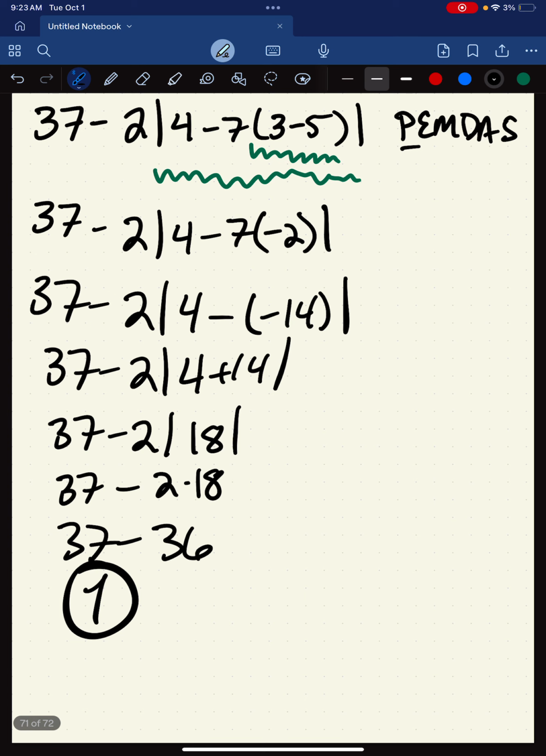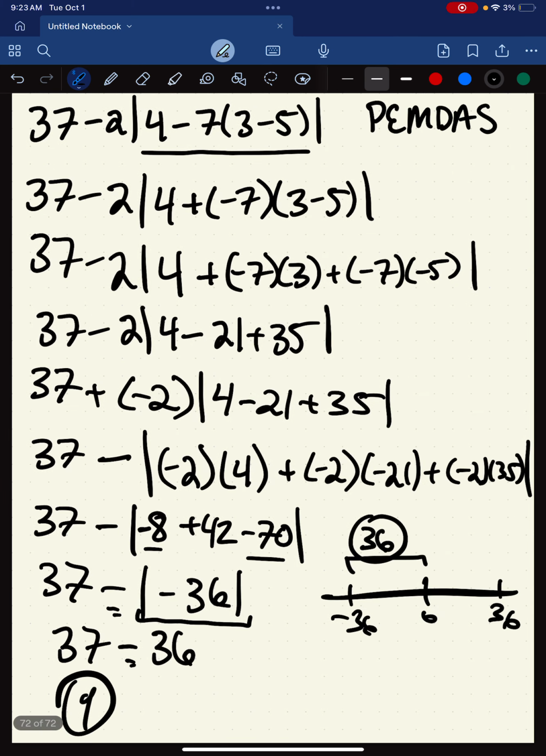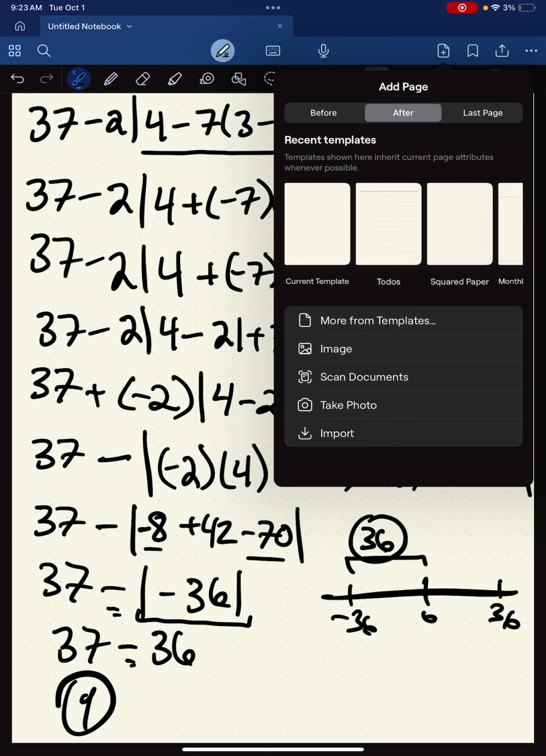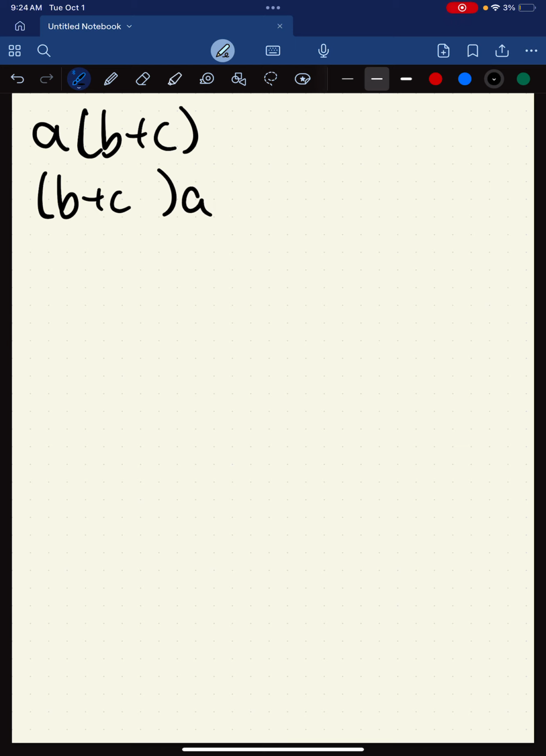So same answer as what we got before, just using the distributive property. And in fact, a lot of these multiplications we actually did implicitly over before. So this is using the distributive property with real numbers. There's one more case that we need to talk about. We talked about A times B plus C, and B plus C times A. And now we need to talk about A times B times C.